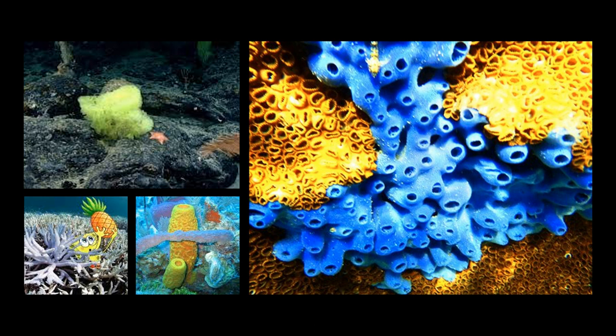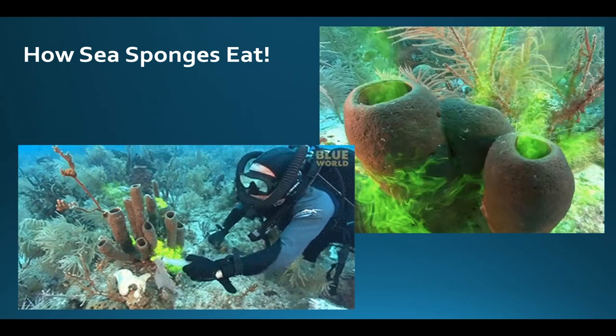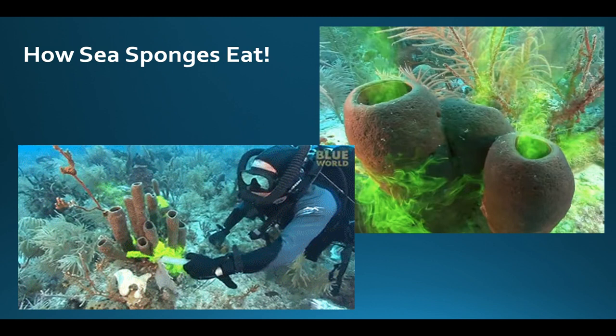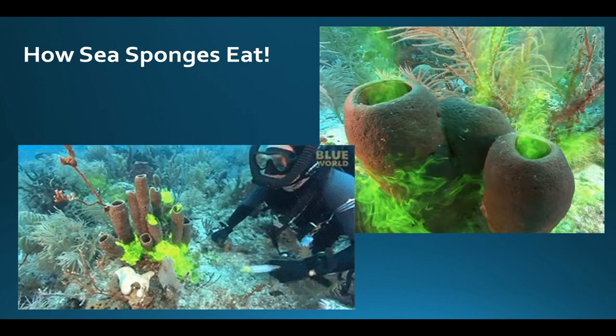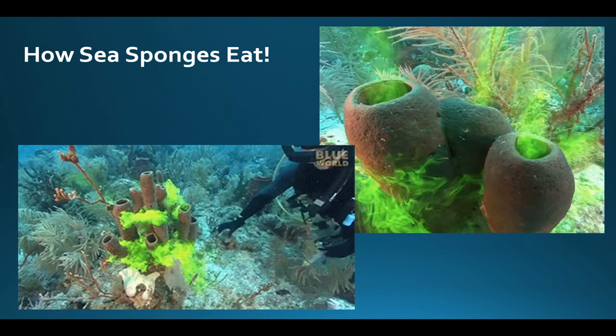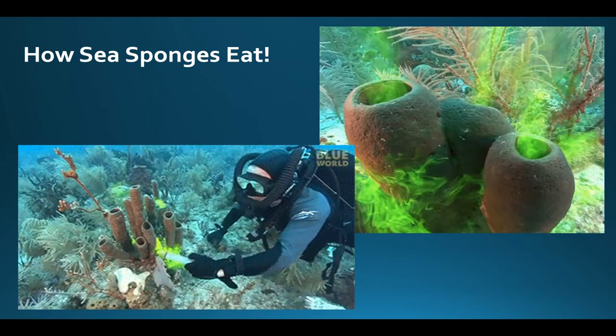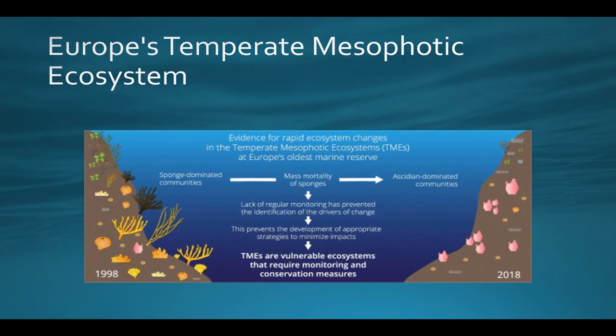In this next clip, you'll see how they feed and how they can filter out surrounding water in their area and expel more clean water. Here is just green dye and it shows how they take up the water and expel clean water to their environment. An example of these sea sponges in a TME is in Europe. In 1998, you can see the abundance of sea sponges in a TME, but due to lack of conservation, they died off and showed a poor ecosystem around 2018.